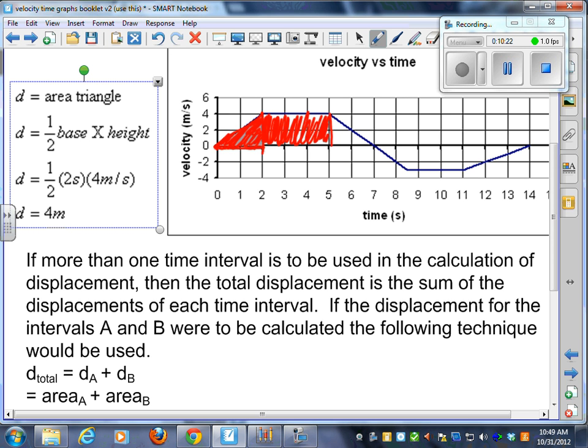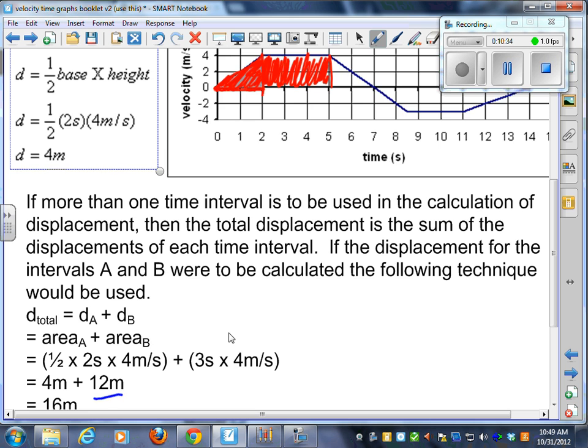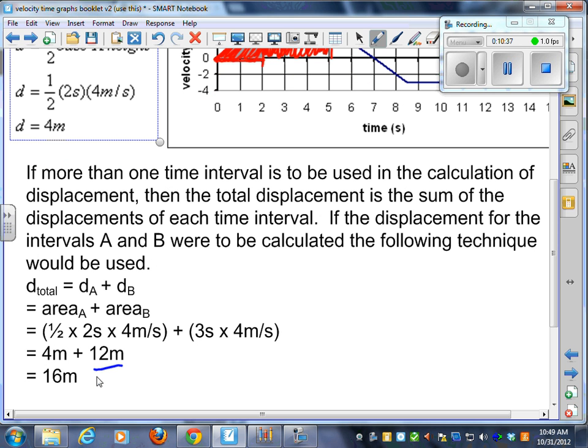Triangle is half the base times the height. Rectangle is base times height, exactly. What's the base? It's from 2 to 5, that's a distance of 3. The height is from 0 to 4, that's a distance of 4. So I get 3 times 4, 12. I get an overall displacement of 4 plus 12 or 16.